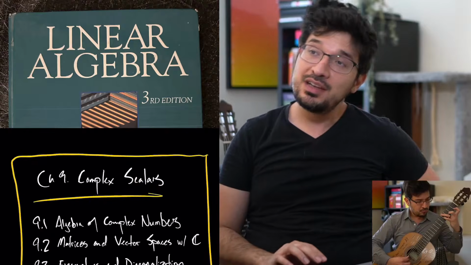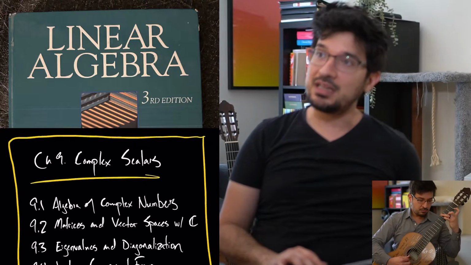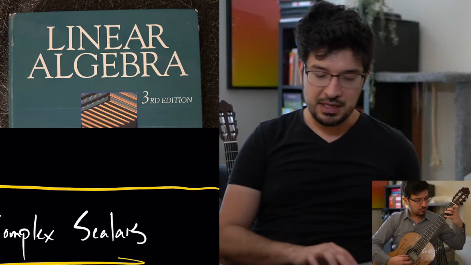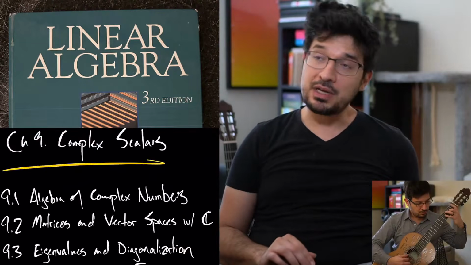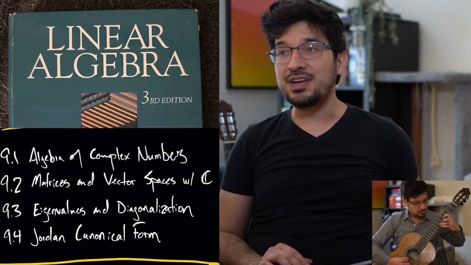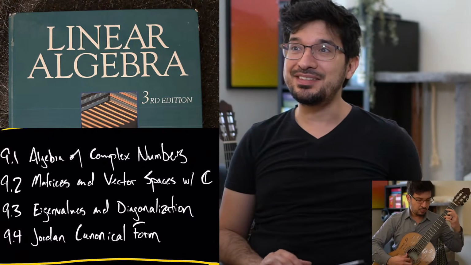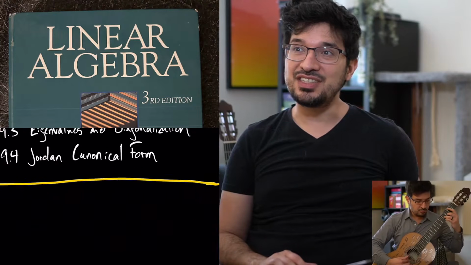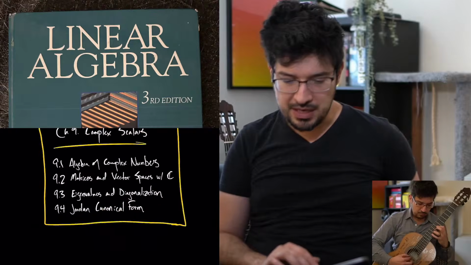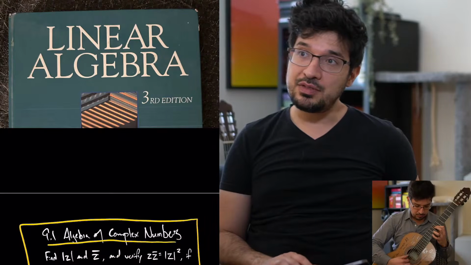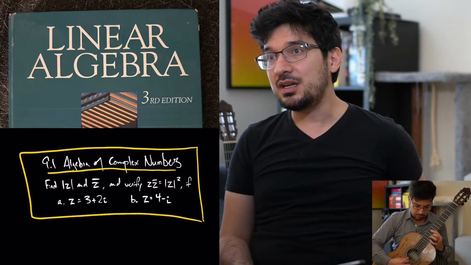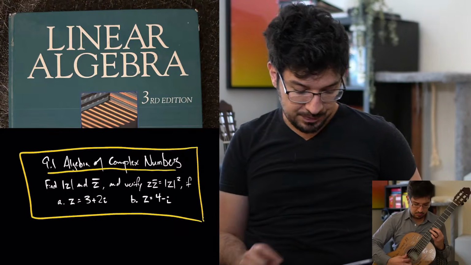And today we are going to continue our journey in linear algebra. In particular, we are in chapter 9 on complex scalars. We're going to be working some problems about the algebra of complex numbers, matrices and vector spaces over the complex numbers, eigenvalues and diagonalization, and we'll see if we can get to the Jordan canonical form. I don't think we will today. But in any case, here is the first problem that we have. This is a fairly straightforward, simple one, algebra of complex numbers.